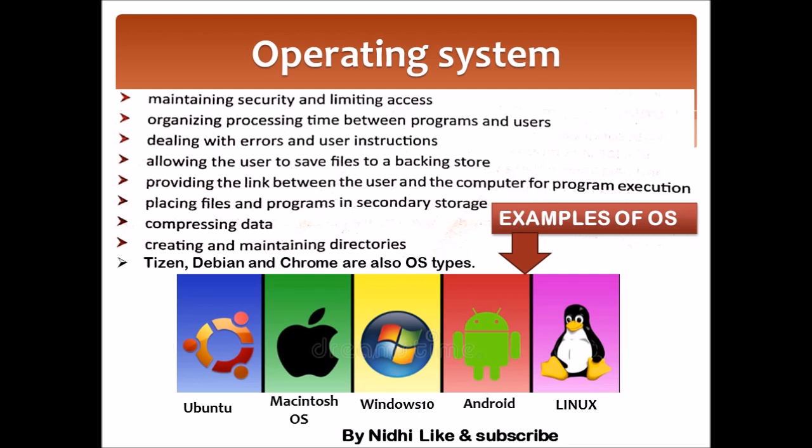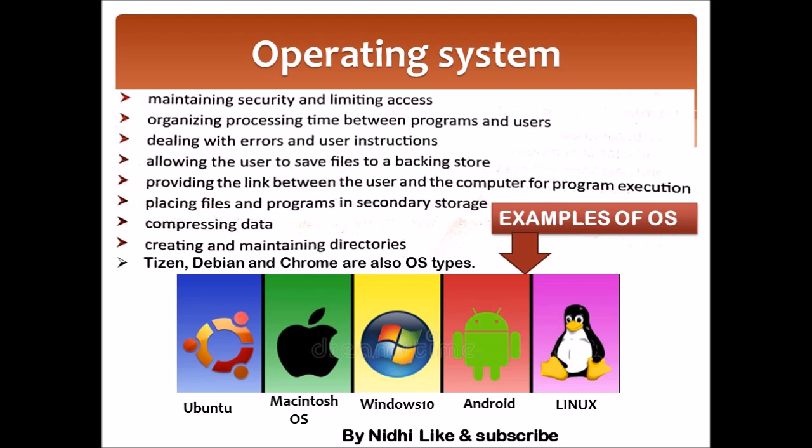First one is Ubuntu with that icon, and the second type of operating system is Macintosh, that is used in Apple. Third is Windows 10 that we generally use. Fourth one is Android. This Android is known as a mobile operating system that is used in many mobile devices. Linux operating system. Apart from these operating systems, we have further operating systems such as Tizen, Debian, Chrome.